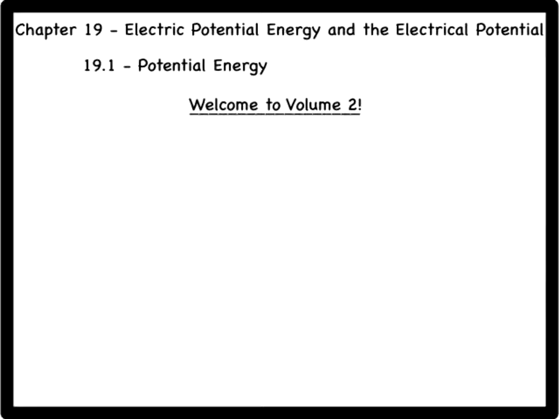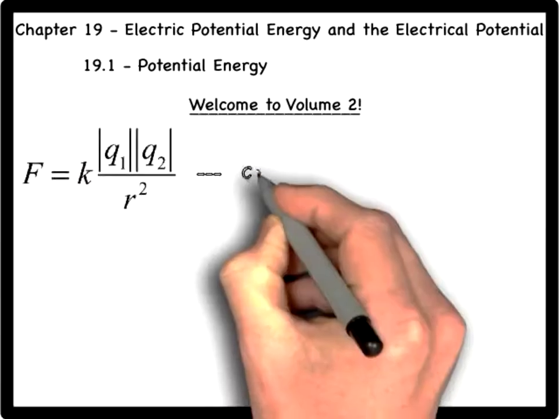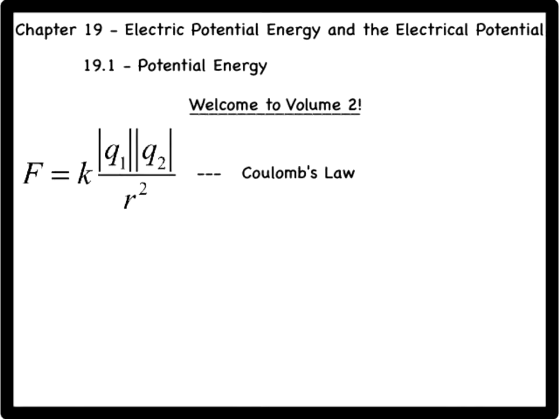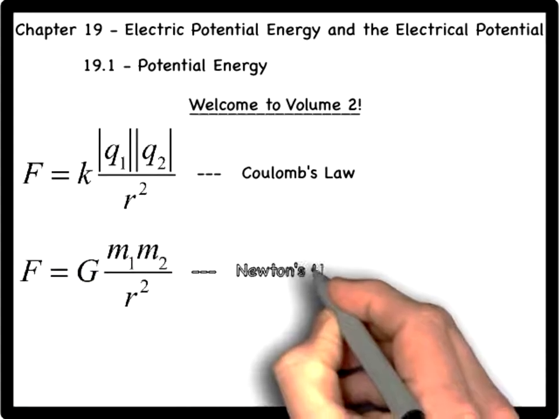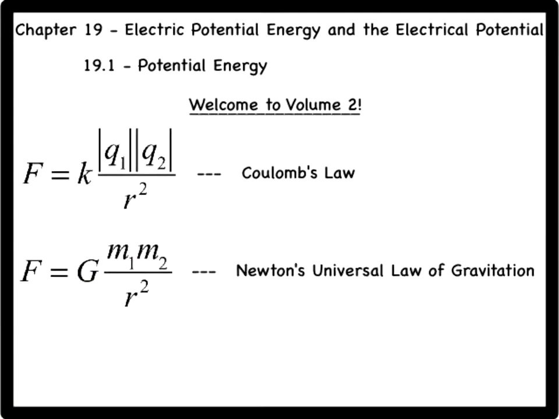In Chapter 18, we discussed the electrostatic force that exists between 2 point charges. The magnitude of this force is given by Coulomb's law, where F is equal to K, Q1, Q2 over R squared. We recognize that the form of this equation is similar to Newton's universal law of gravitation for the attractive force that exists between 2 point masses. In that case, F is equal to big G, m1, m2 over R squared. Both are inverse square laws.